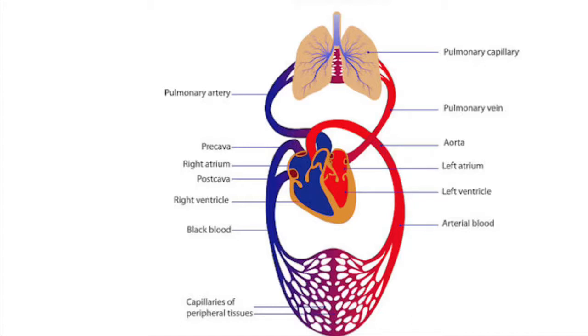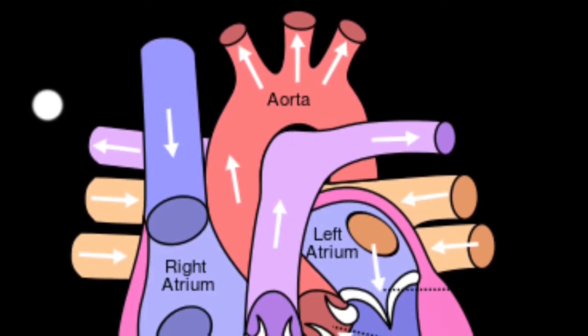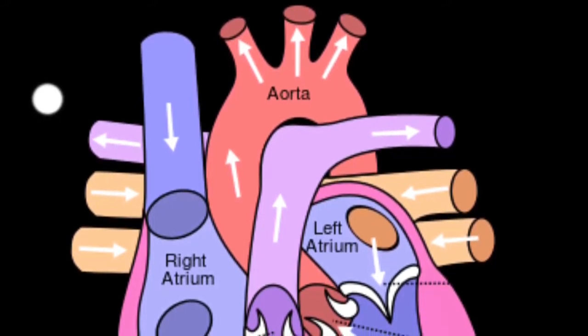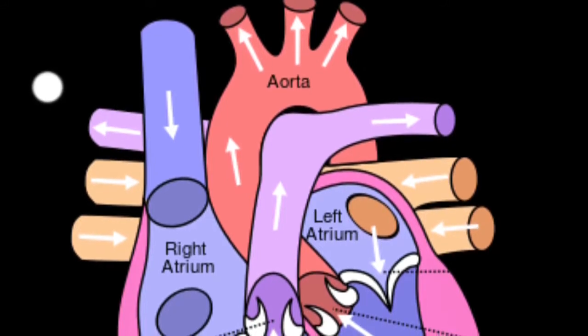Doesn't the heart have valves that stop the blood from coming back up? Yes, there are 4 different valves. Starting from left to right, the 4 valves are the aortic semilunar valve, the bicuspid valve, the tricuspid valve, and the pulmonary semilunar valve.